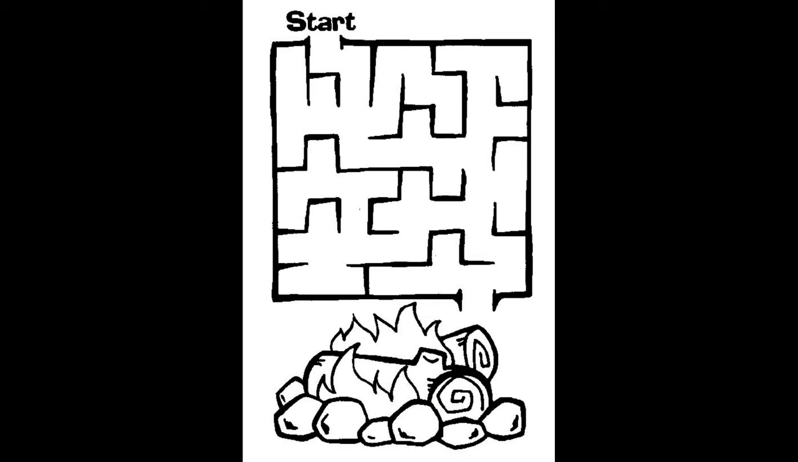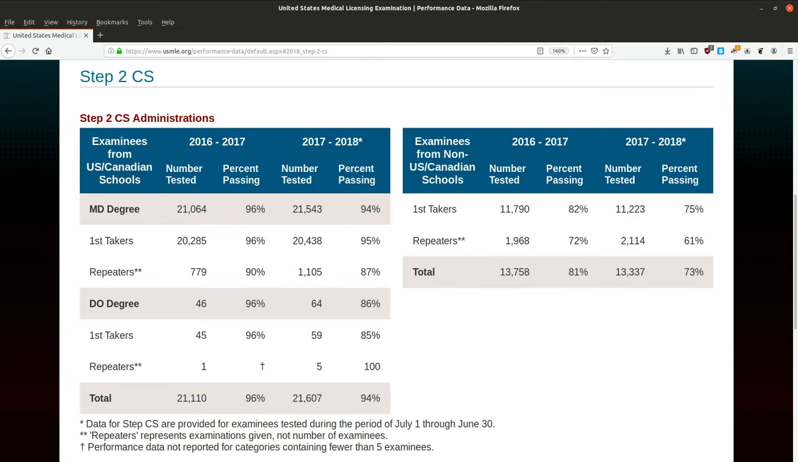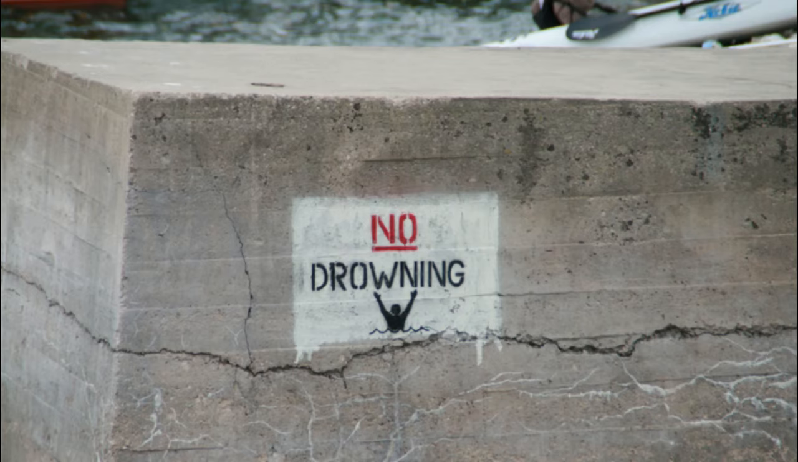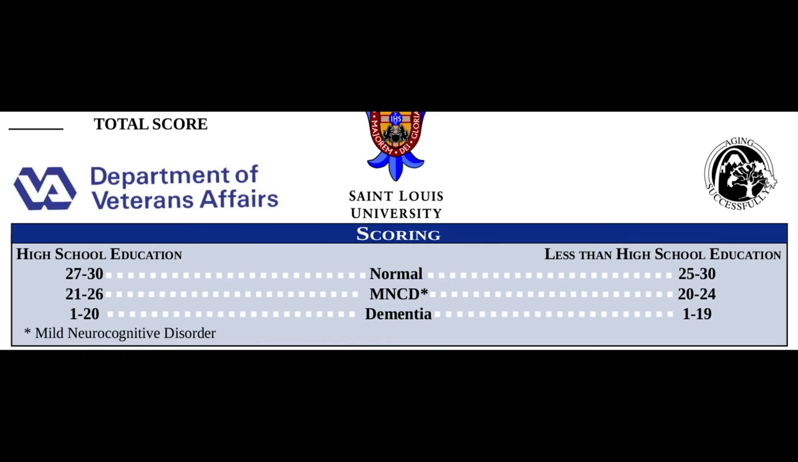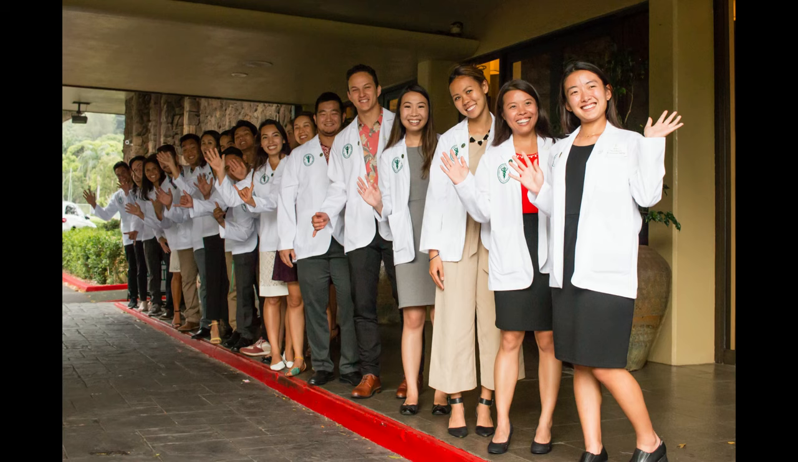So if you give out a test that's so trivial that the vast majority of people pass, step 2CS, then that's not helpful. A more difficult test allows you to separate the A students from the B students, so to speak. But I already know that you guys are all A students.